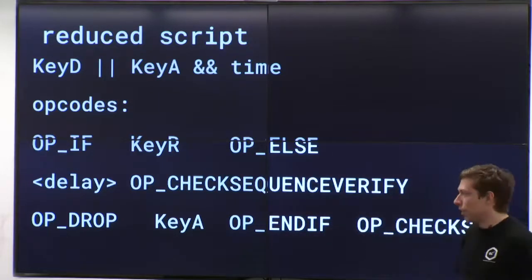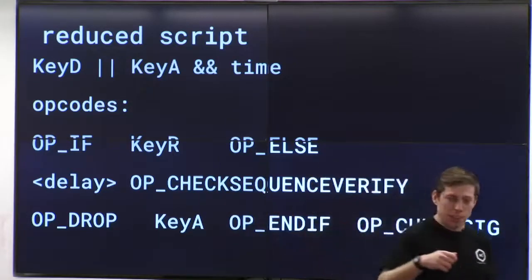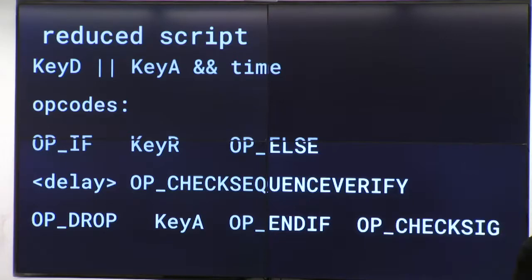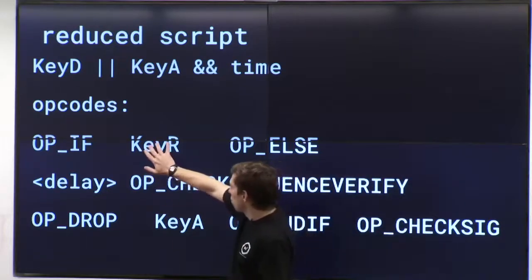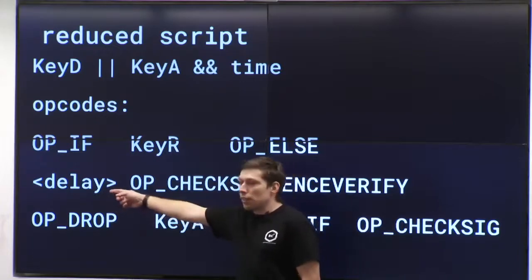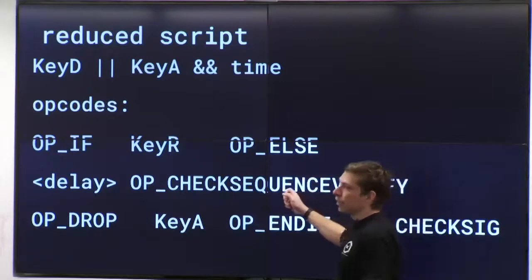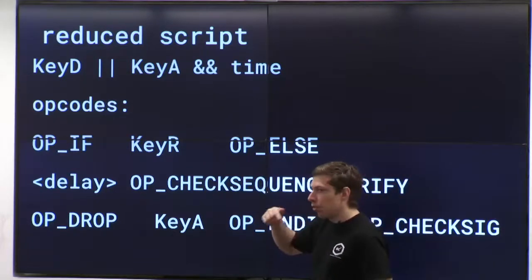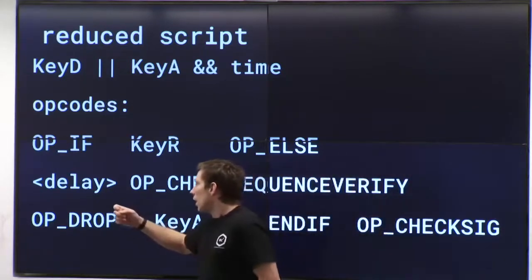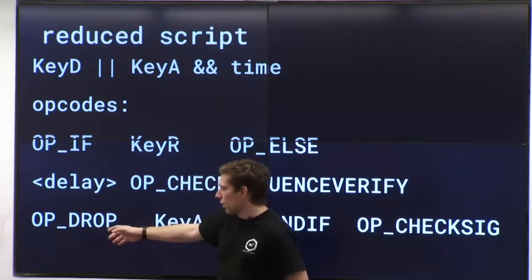So I'll walk through this because it's a little confusing. The op if takes an item off the stack and it's either true or false. So the first thing you have to do is indicate which of these two paths you're going to use, right? Either you're going to put key R on the stack or you're going to put this delay number, which is say 100 blocks, put an op check sequence verify to verify that it has been 100 blocks since you created the transaction you're spending. And then you have to drop the delay.